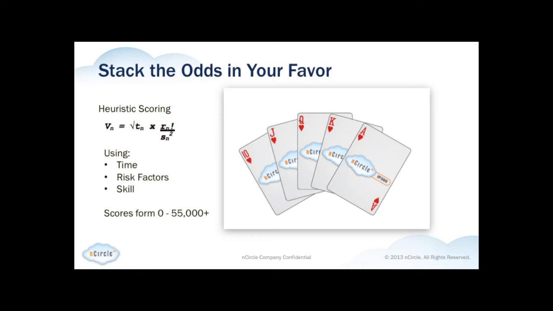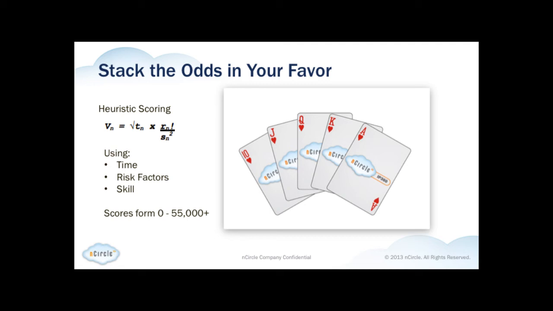Now we've got to stack the odds in your favor. So let's talk about the scoring. IP360 uses a unique scoring mechanism. It's a heuristic scoring. Here you can see the algorithm we use for scoring. Quite complicated when you look at it, and you need a math degree to figure it out, but the end result's great for you. We look at time, we look at the risk factor, we look at the skills. And our scores can range from 1 to over 55,000 for a particular vulnerability on a host.